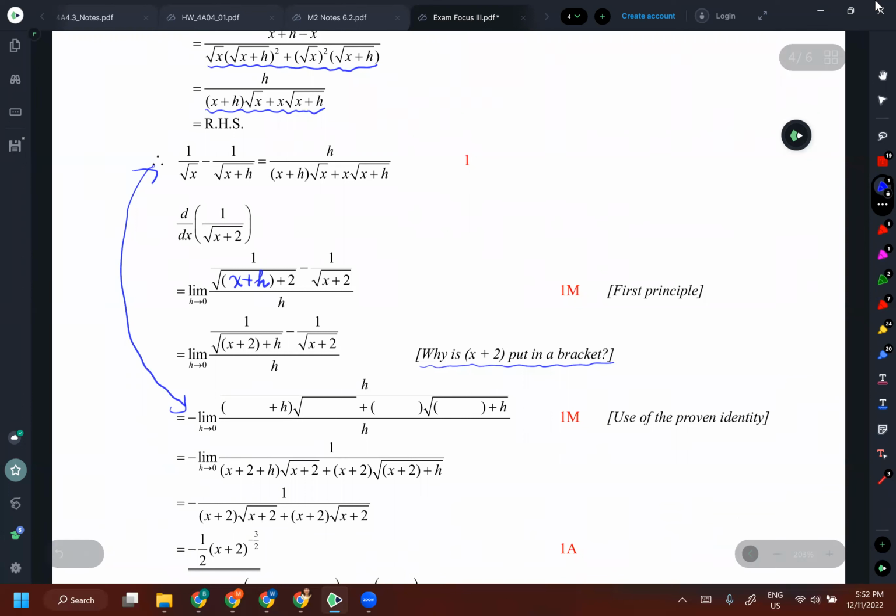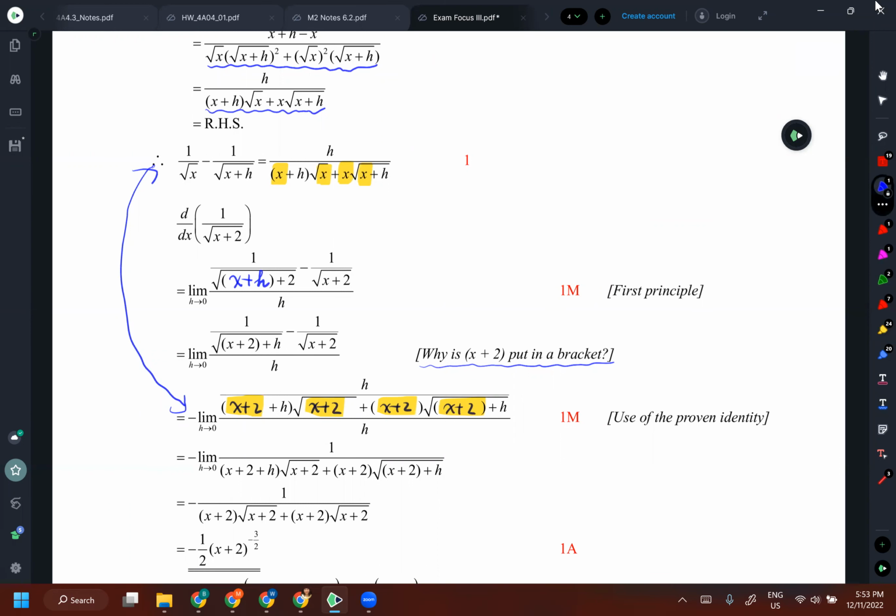If you substitute x plus 2 into this identity, I mean replace x with x plus 2, then you can get the answer immediately. So here I have x, I'll put x plus 2. In place of each x, I put x plus 2. Okay. That's how you use the identity.